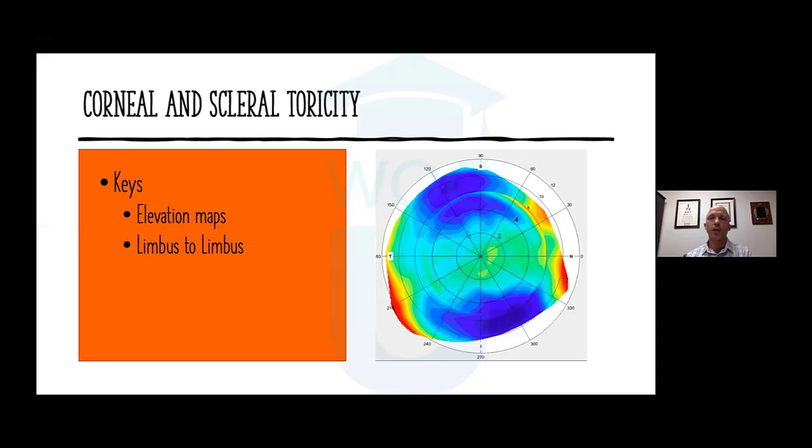So when you're evaluating corneal topography, number one, look at the elevation map, which is usually a function on most of your topographers. Instead of looking at the power map data, we switch to the elevation map. Secondly, we want to look out towards the limbal zone, because that's the area that's going to be really connected with the scleral surface.